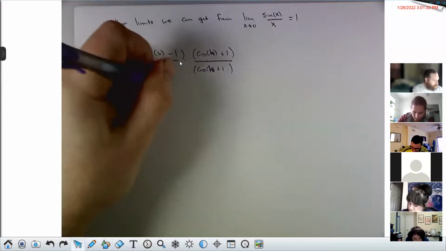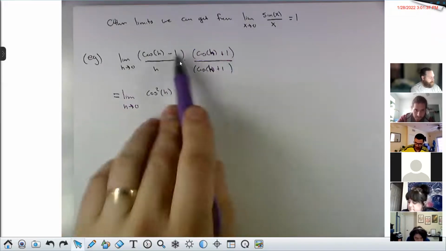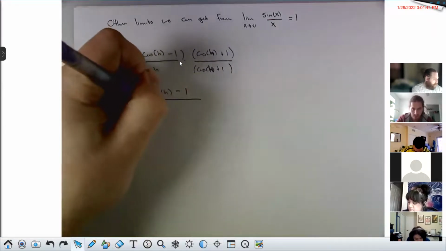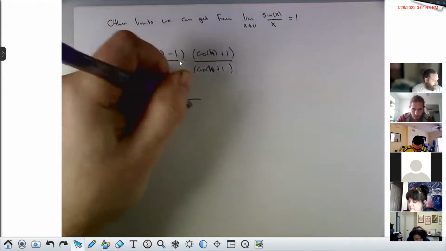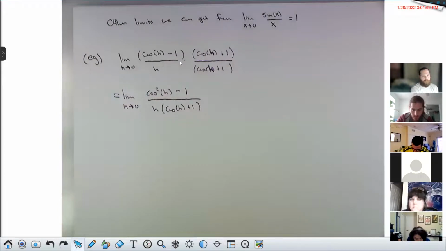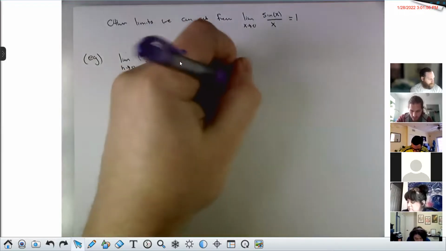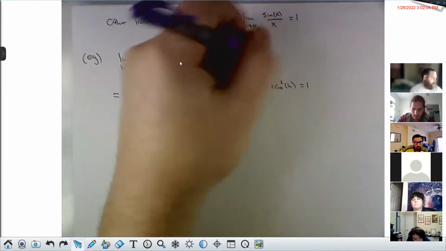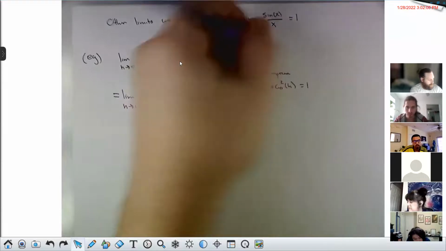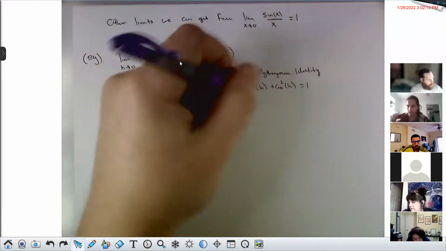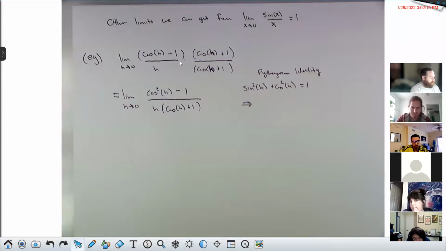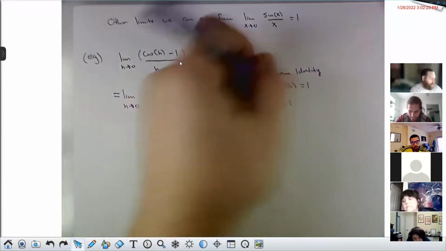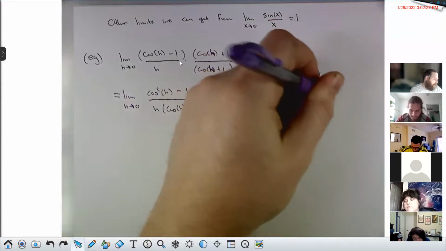I get cos squared of h plus cos h from my outers minus cos h from my inners goes away. Minus 1 from my lasts over h times cos h plus 1. Now, we know sine squared h plus cos squared h is 1. This is the first Pythagorean identity. And this implies, if I subtract the 1 over here and subtract the sine over here, then you get cos squared of h minus 1 equals negative sine squared of h.